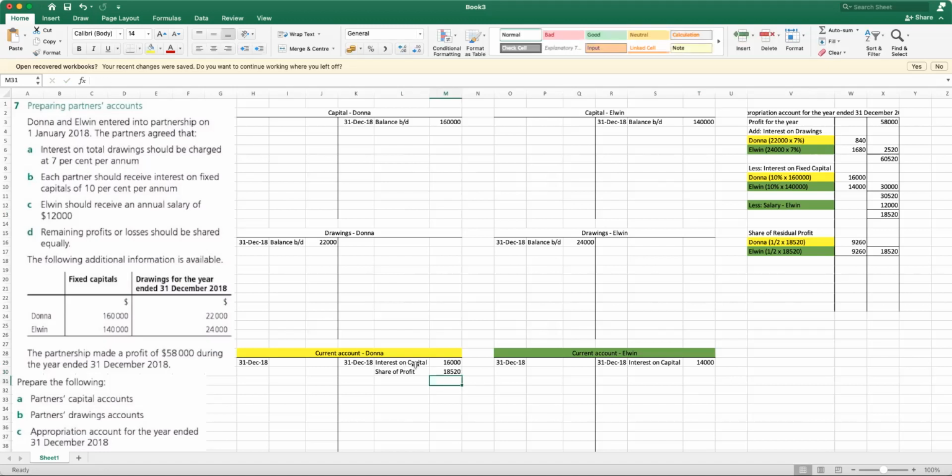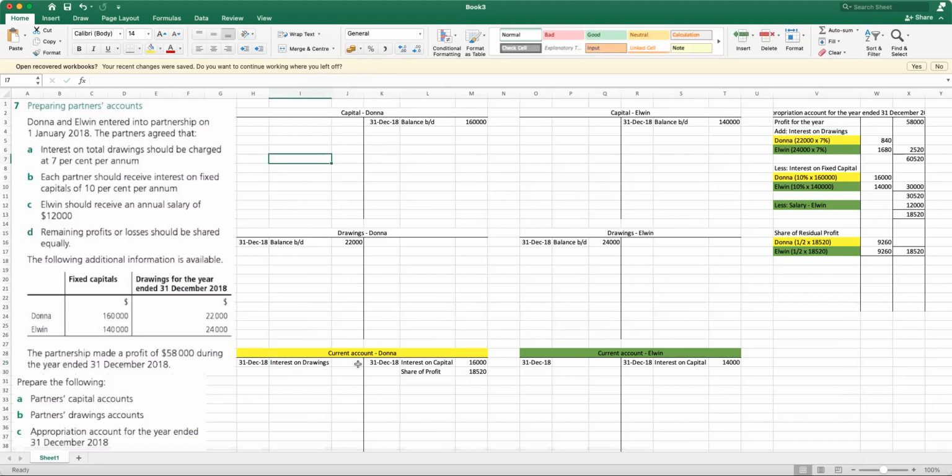18,520. So out of this amount here, a portion of it needs to be minused out as interest on drawing. So interest on drawing is actually a consequence where when you draw, you need to pay this amount, which for Donna is 840. And on top of the interest on drawings, you also took out a certain amount from the company, which is a total of 22,000. So it should be calculated here as drawings. So in your drawings account, you should put here as current account.